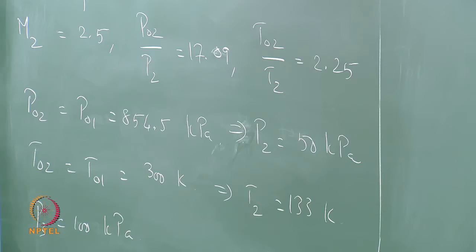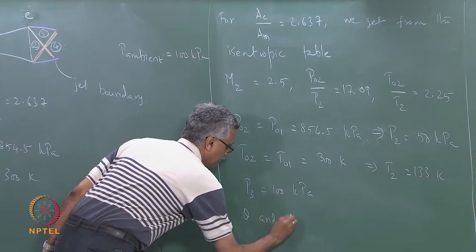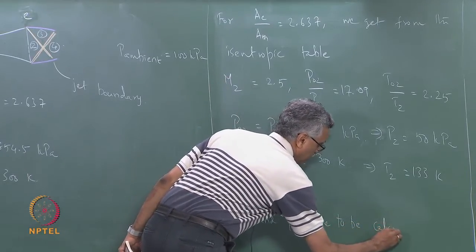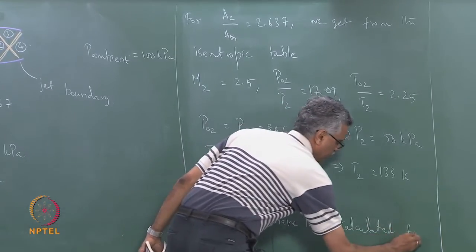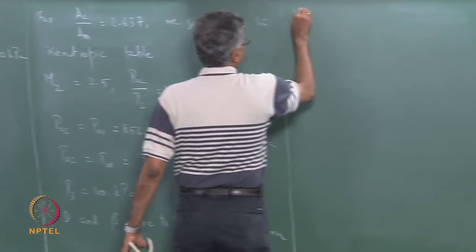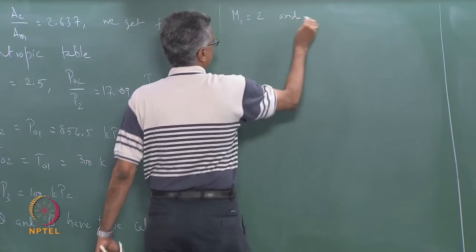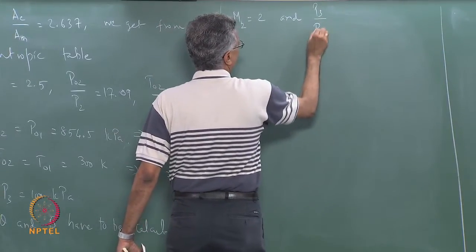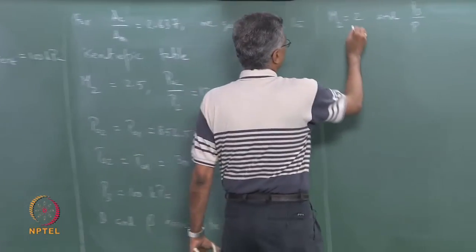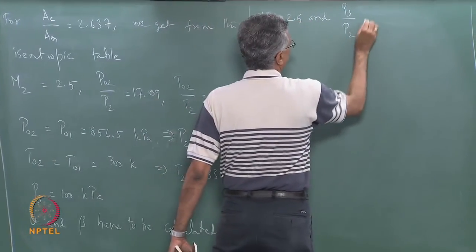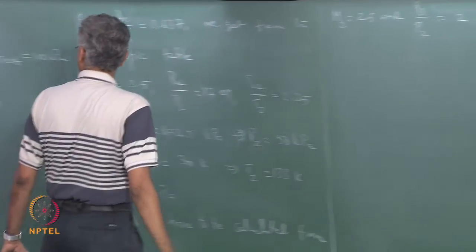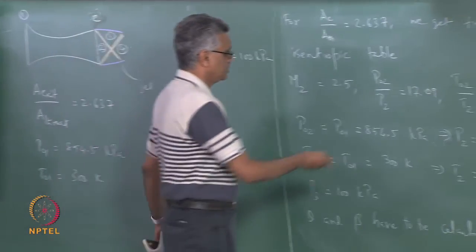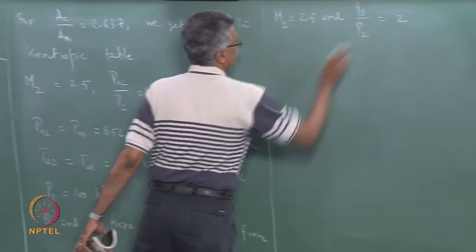Okay, so let us write it down. Theta and beta have to be calculated from the fact that M2 is 2.5 and P3 over P2 equal to 2. So P3 over P2 is 2.